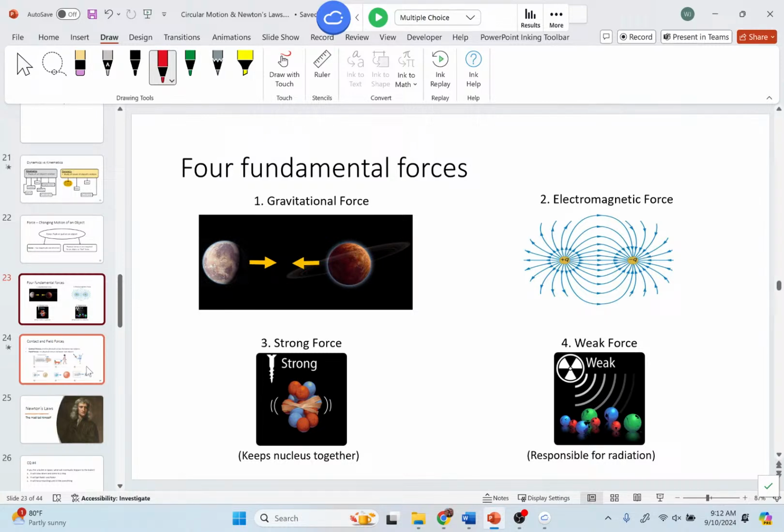Unless you're going into nuclear engineering or becoming a nuclear physicist, you probably won't learn about these that much. Maybe chemists will. I don't know. Ask a chemist. All right.